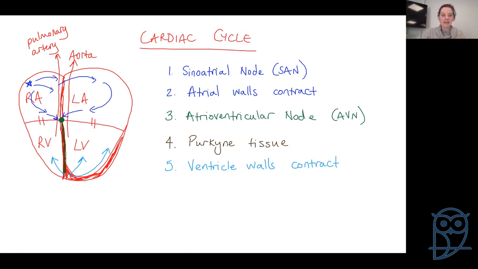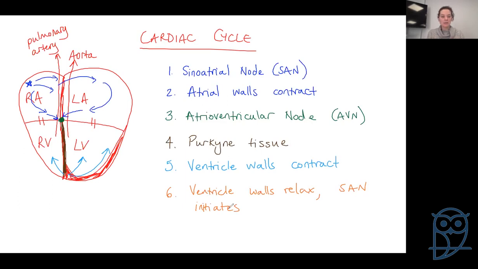So what happens next? Everybody relaxes and we start again. So ventricle walls relax and the SAN initiates. Okay, so then we start that cycle all over again, and it's continuous and it's repetitive and it keeps going. Okay, and that's our heartbeat.